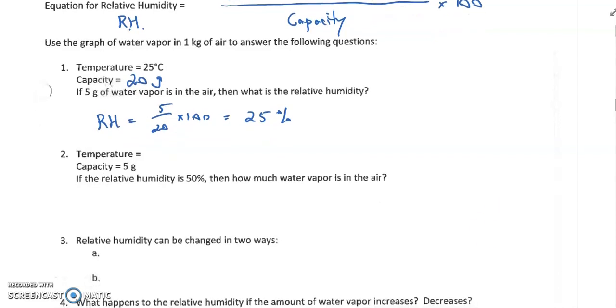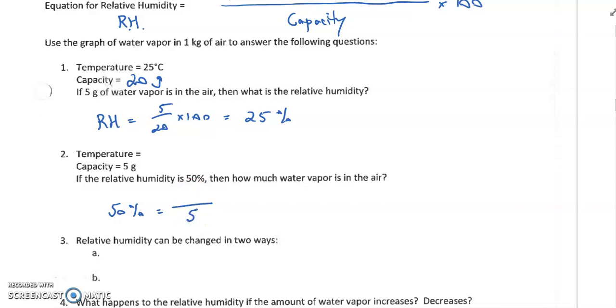It says if the capacity is only 5 and the relative humidity is 50%, then how much water is in the air? Okay, so we've got to work backwards. I know that my relative humidity is 50%, and that's going to be equal to the amount divided by the capacity. Oh, I'm sorry, I flipped that. It says the capacity is 5, and I have to look up what the actual amount is.